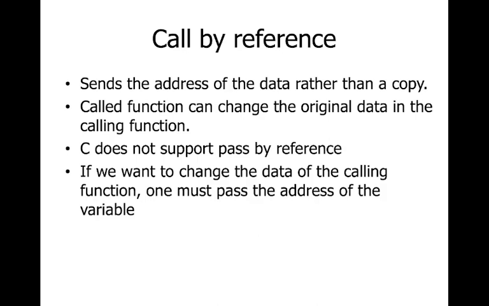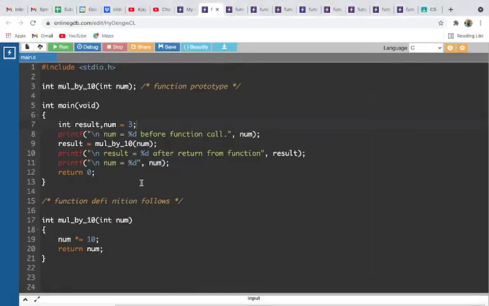Even though C does not support it, if you want, you can pass the address. Actually in call by reference, the address of the data needs to be sent rather than the copy of the data. But in C, we can send the address of the variable, not the data. So the address of a variable can be sent. We will see an example, then you will understand this.